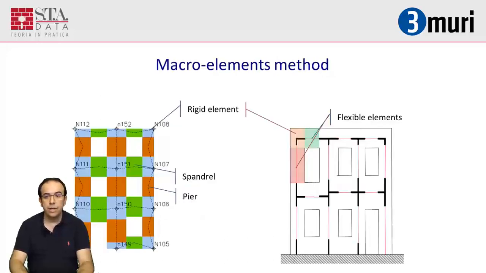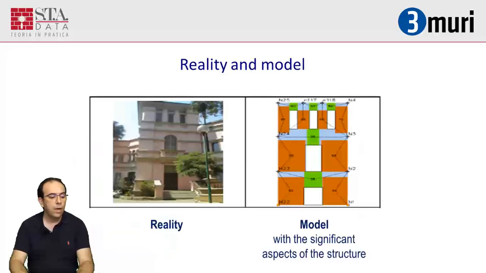The mesh inside Tremuri is specialized for masonry structures and is made with a frame by macro elements method. This method has been studied for the masonry structures to better represent the behavior of a structure made with the main structure in masonry. Using this method, and thanks to the automatic mesh performed by the software, the engineer can easily pass from the reality to the model, taking into account all the significant aspects of the structure.